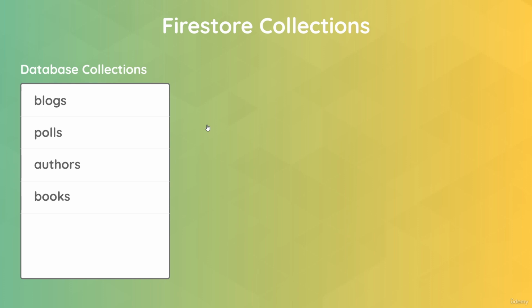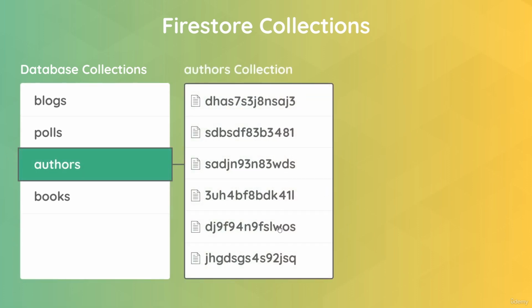For example, a blogs collection would store blog documents. A polls collection would store poll data. Authors, and books. That's pretty self-explanatory, right? So inside each collection, we would have a series of different documents, and all of these different documents would represent a single item, a single author in this case.